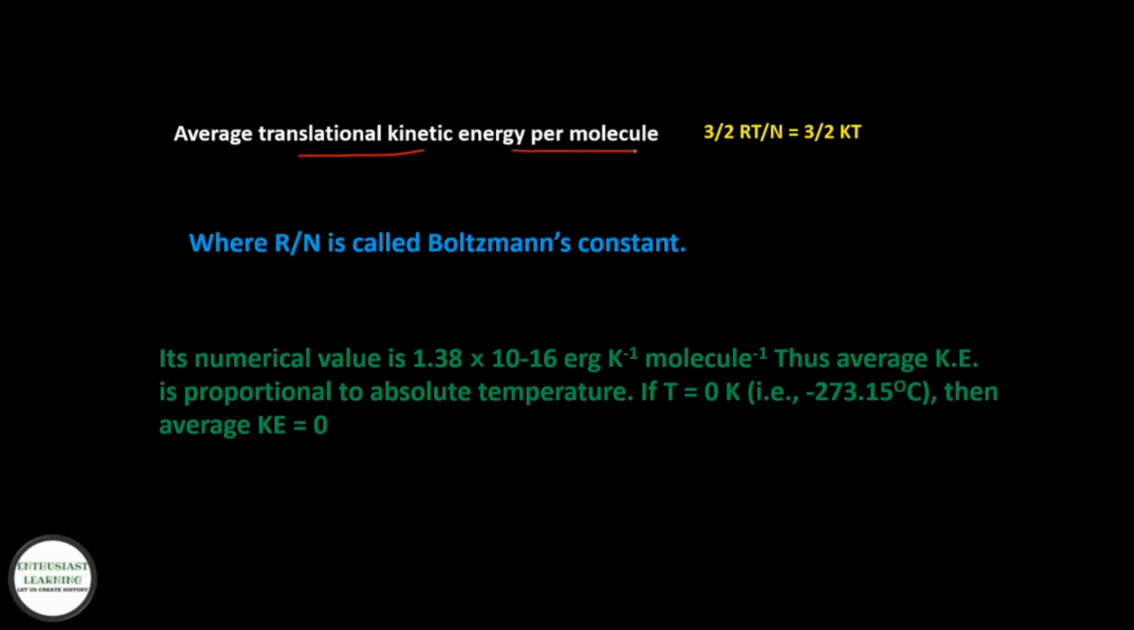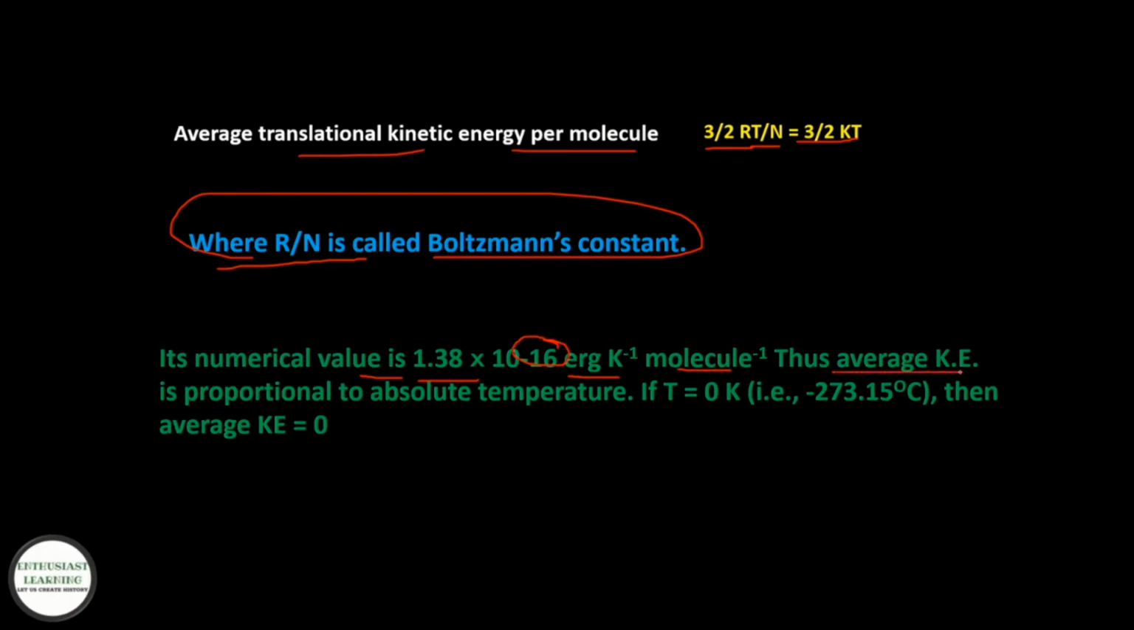Average translational kinetic energy per molecule is 3 by 2 R by N, which is equal to 3 by 2 kT, where R upon N is called the Boltzmann constant. Its numerical value is equal to 1.38 into 10 raised to power minus 16 erg Kelvin inverse molecule inverse. Thus, average kinetic energy is proportional to absolute temperature. If T is equal to 0 Kelvin, then average kinetic energy is 0.